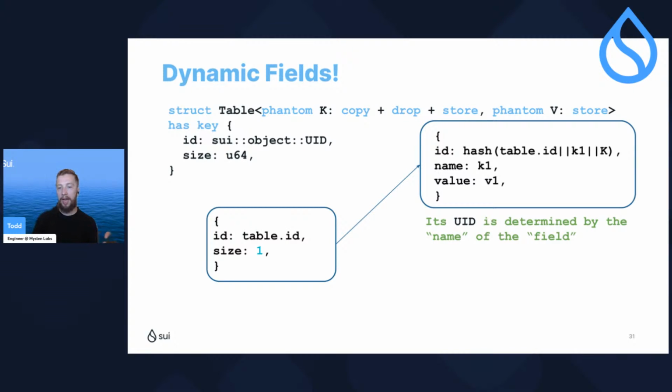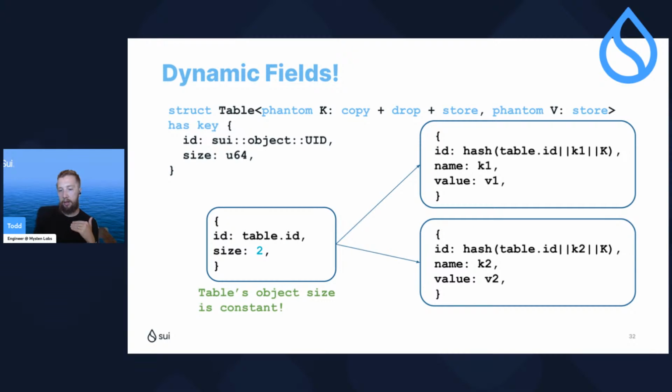So here the ID is really a hash of the name of the field. And so we can add another field and we make a new object for that field and hash its key to get the object ID. And you can see here that we can keep adding key value pairs and make new objects. And the only thing we have to change about the parent table object is that size. So that means that the table's object size, the bytes, remains constant. So no matter how many fields we add, the cost of accessing and loading this table remains constant.